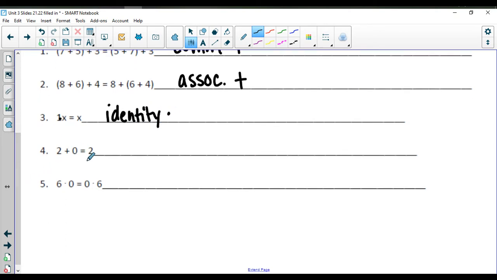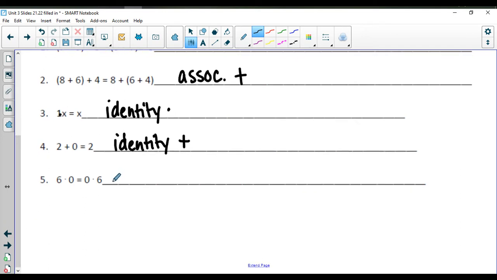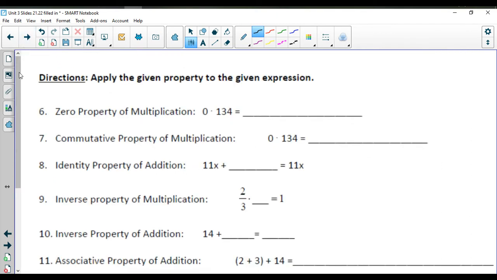And in number 4, we added 0 to 2, leaving it as 2. So this is also the identity property, but this one is just of addition. In the last one, this one we didn't actually talk about in class, but we did talk about in class, 6 times 0, 0 times 6, we changed the order. So that one will be called the commutative property of multiplication then.